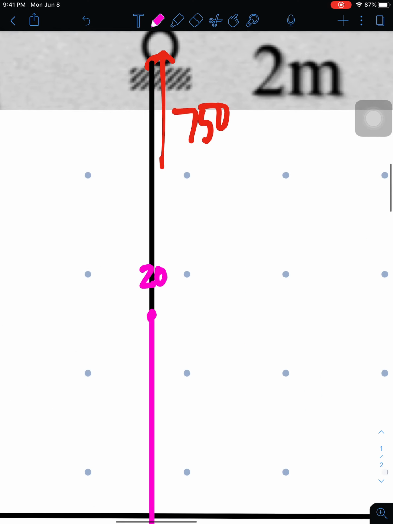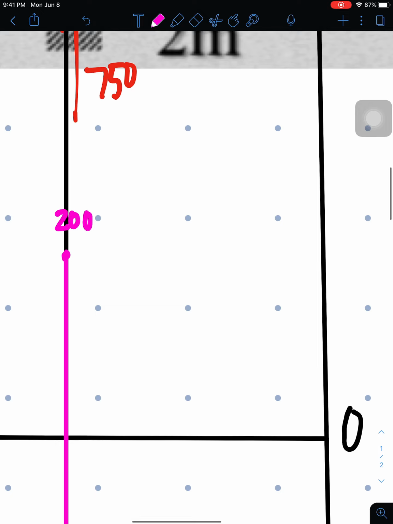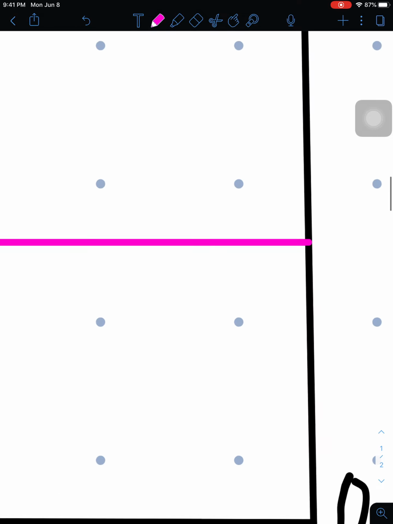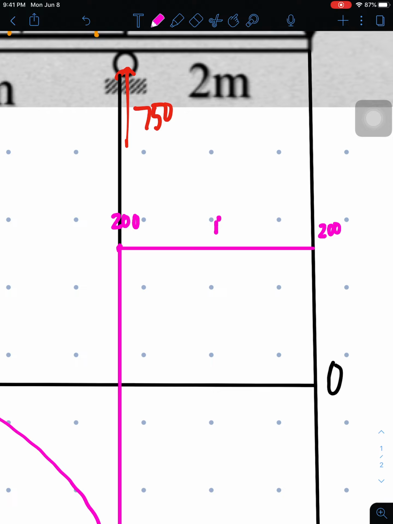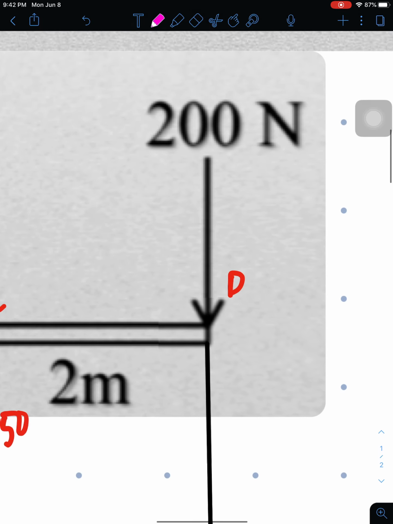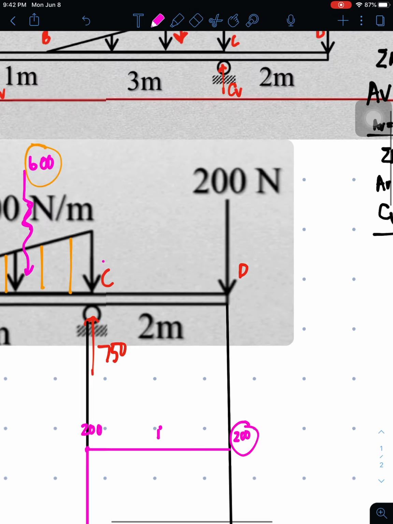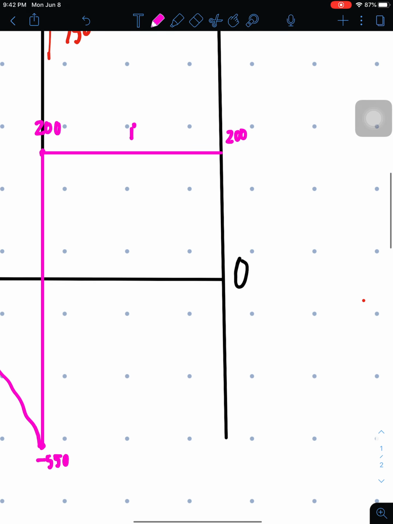Afterwards, from C to D there is no load here, so that means we're going to maintain the same line, horizontal. And then this is also 200. This is at first degree. And what is the last value? It should bring back to 0. So we have positive 200 and downward 200, so therefore we're going to subtract the two and it becomes 0. Right?